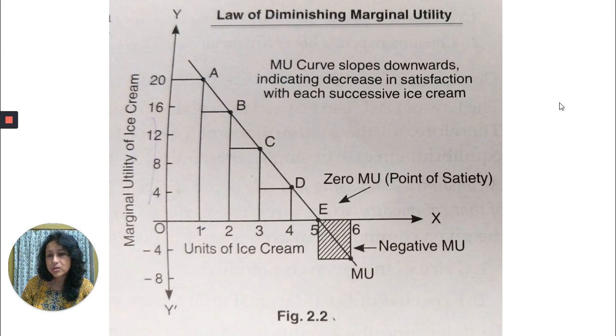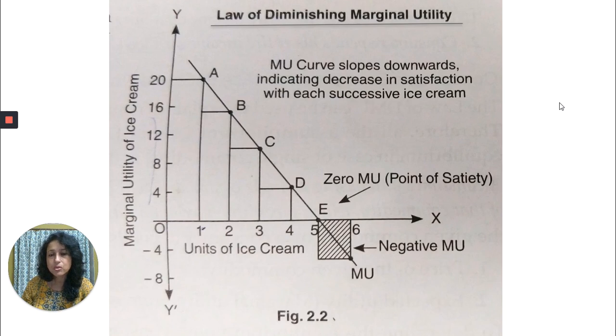On the OY axis, you have marginal utility or measurement of utility, and on the OX axis, you have the units of item consumed. ইয়াত দেখিছা উপৰত প্ৰত্যেকটো box সৰু হৈ হৈ আহি আছে. It simply means that the amount of satisfaction obtained with each additional unit of commodity consumed goes on diminishing. By the time you reach the 5th unit, the marginal utility is 0. By the time you consume the 6th unit, your marginal utility is negative.